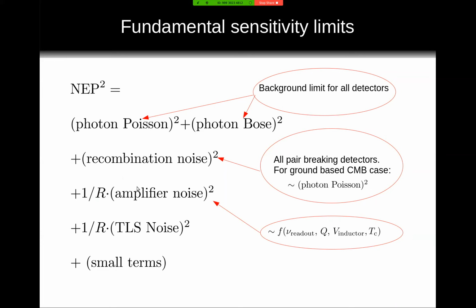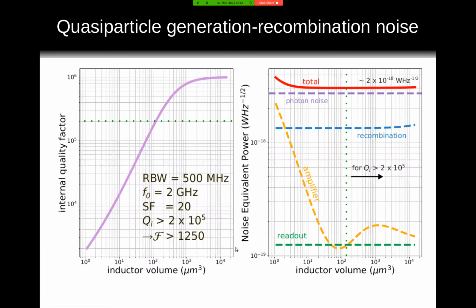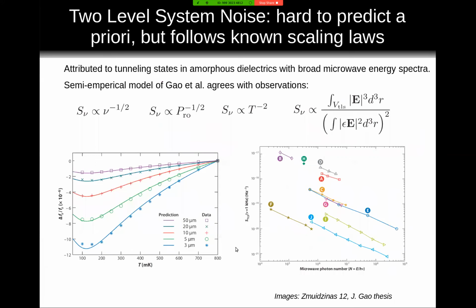Amplifier noise, which is easy to understand. There's a number of other terms. And then there's something called two-level system noise, which there's a little bit of a thing about it.